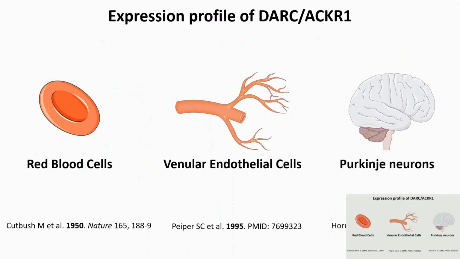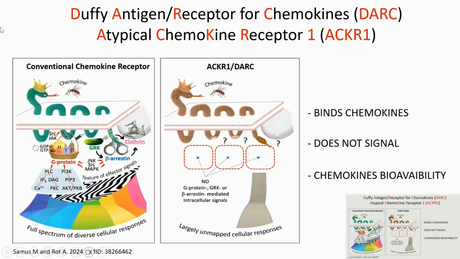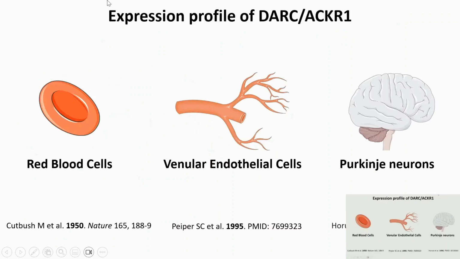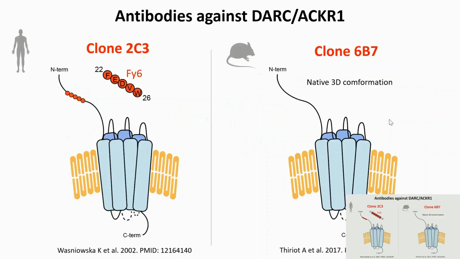ACKR1 was ascribed a unique expression profile, as it was shown that it's expressed only by red blood cells, venular endothelial cells, and some neurons in the cerebellum. Over the past years, several antibodies have been developed to map the expression of ACKR1. But in the chemokine field, 2 antibodies are widely accepted and used. And these antibodies are the following ones.